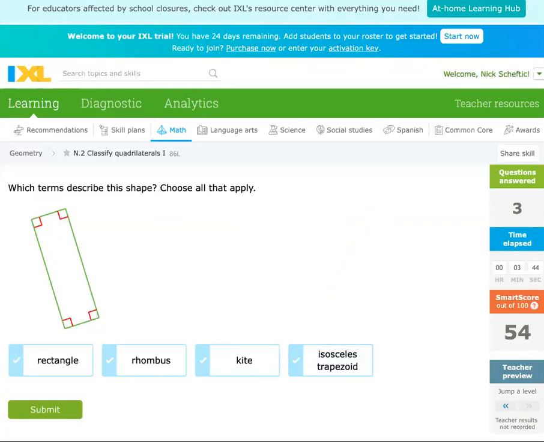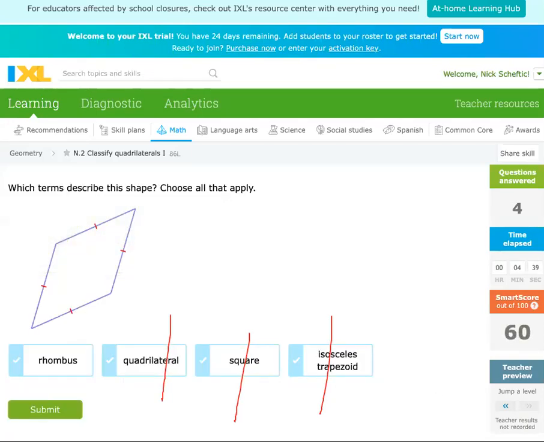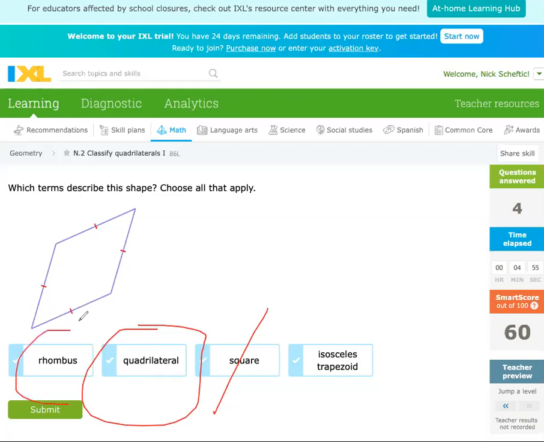Let's do just a few more here. Looking at this one, which term best describes this shape? It's not a kite, not a trapezoid, it's not a rhombus, so this one's just got to be a rectangle. Looking at this next one, it's not a square because the corners are not 90 degrees. Quadrilateral, yes, four sides. Rhombus, they're all congruent, so that works too.